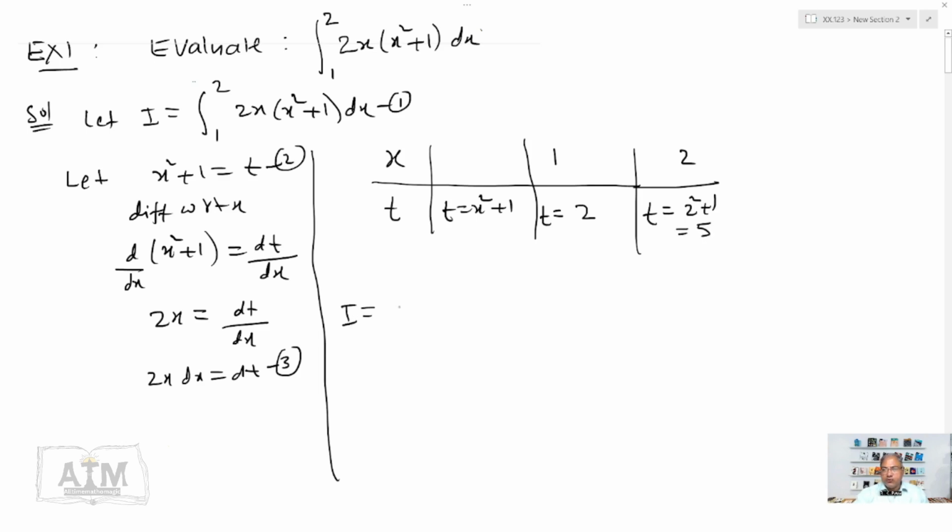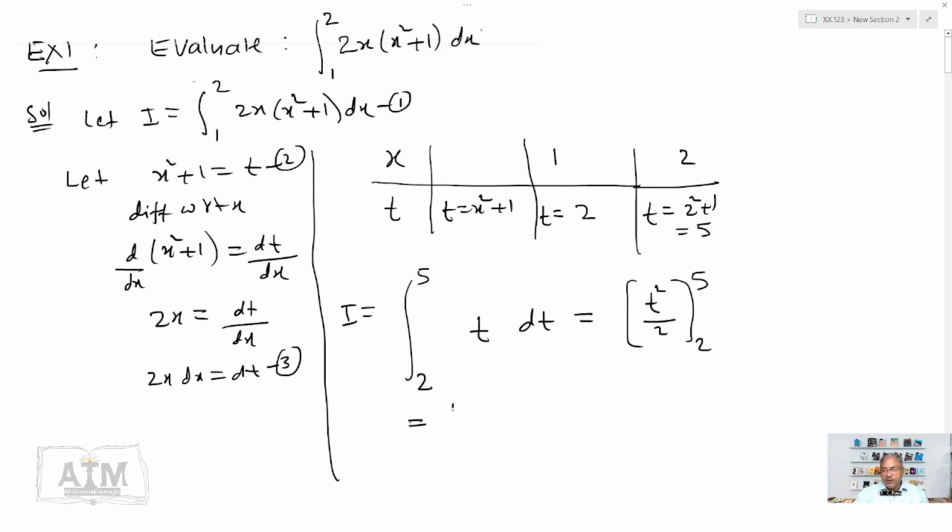Therefore the old limits are 1 to 2, we don't write those limits, we write the new limits, that is 2 to 5, and here 2x dx is replaced by dt, and x square plus 1 is replaced by t. So the integration of t is nothing but t square by 2, and here the limits are 2 to 5.